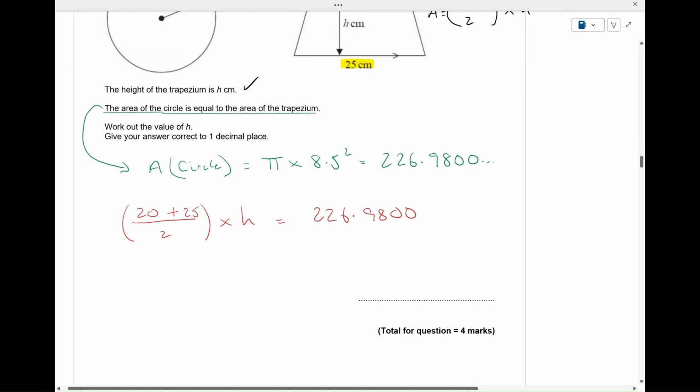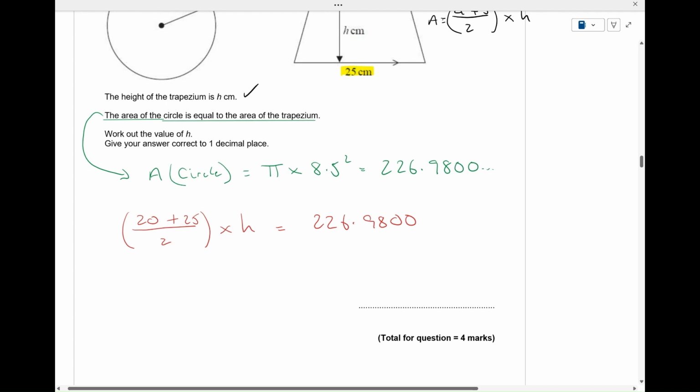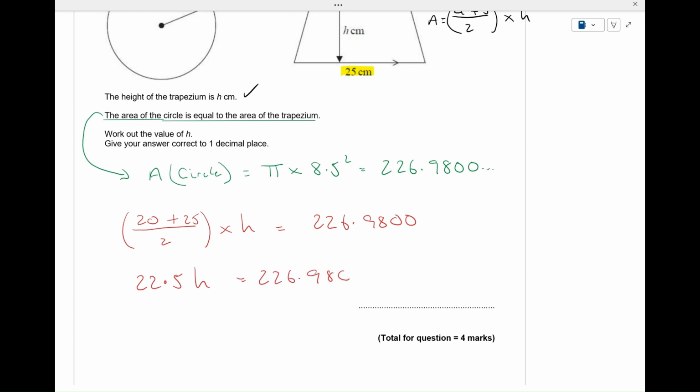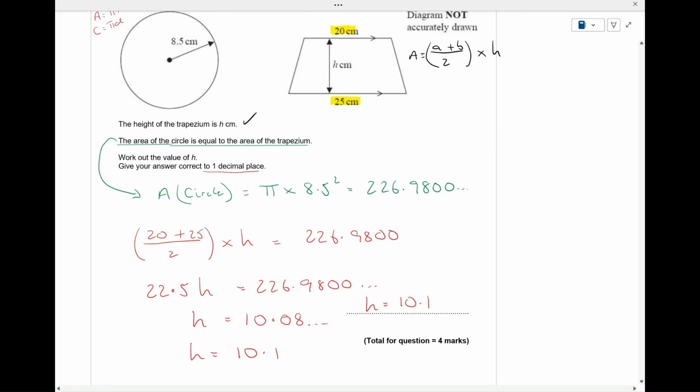226.9800. What's 20 plus 25 divided by 2? I can do that on my calculator. That is 22.5 times h. So 22.5h equals 226.9800. Oh, well, wait a minute. I can just divide 226.980 by 22.5. That's going to give me h. h is going to be, now it says correct to 1 decimal place. On my calculator, I've got 10.08 and so on. So to 1 decimal place, 10.1. And that is question 8 done.